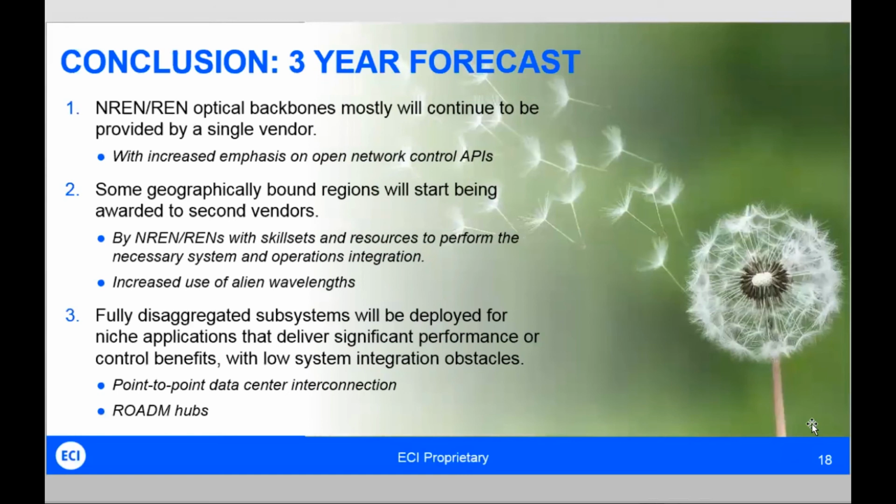And then finally, we're going to go towards more fully disaggregated subsystems for niche applications like I described, particularly for point-to-point data center interconnection, where you might have a large number of links and you're really looking for a very specialized solution. So even though there's more network integration effort that needs to take place, it's on a more constrained basis and something which should be manageable.